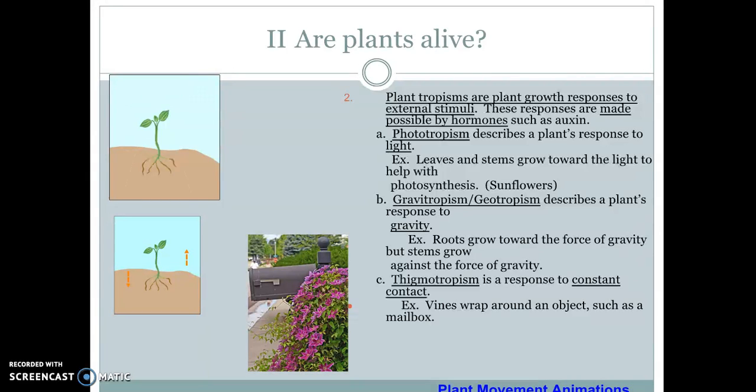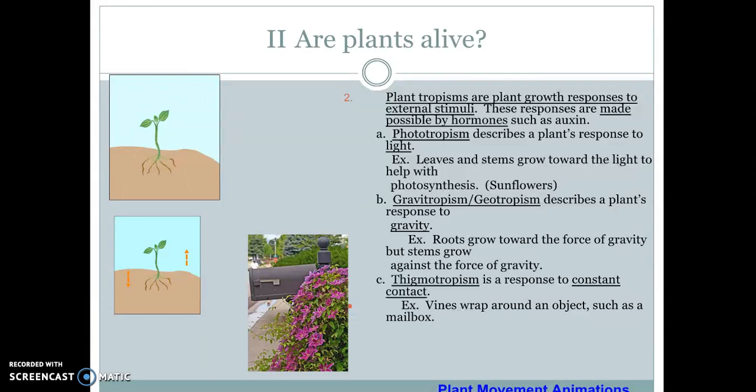Gravitropism or geotropism actually describes a plant's response to gravity. So the roots are growing down, towards the force of gravity, but the stems actually grow against the force of gravity, so they're growing up. If you take a planter and turn it on its side, the roots are still going to move down, and you're actually going to see that the stem of the plant will turn upwards.